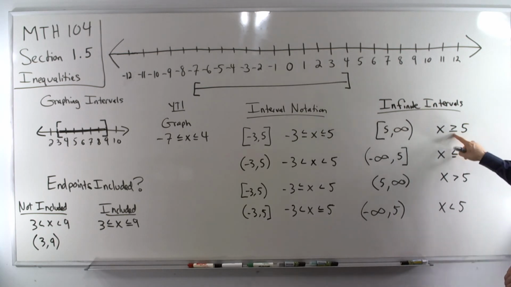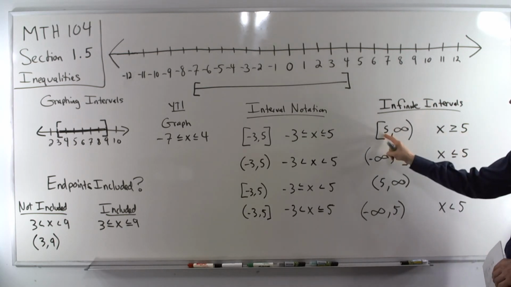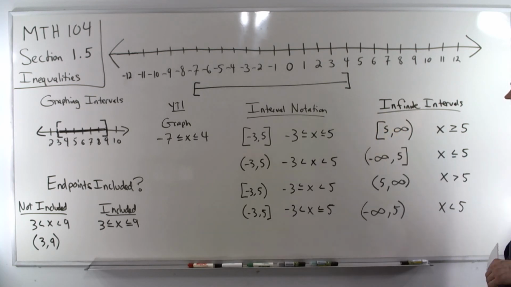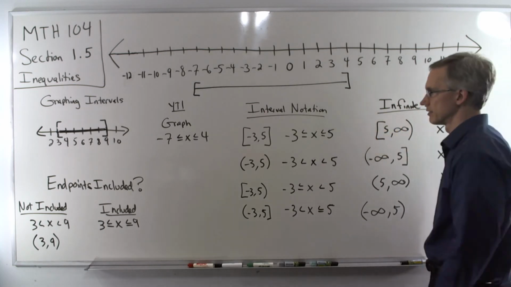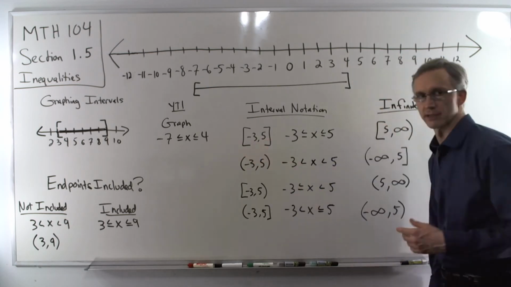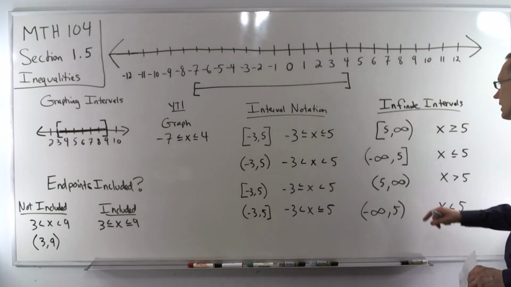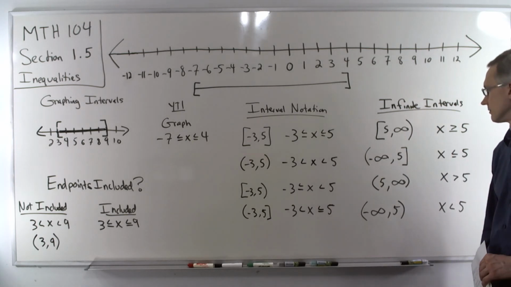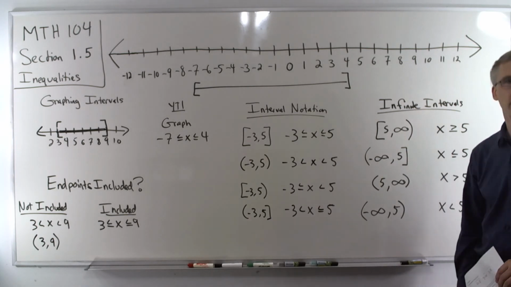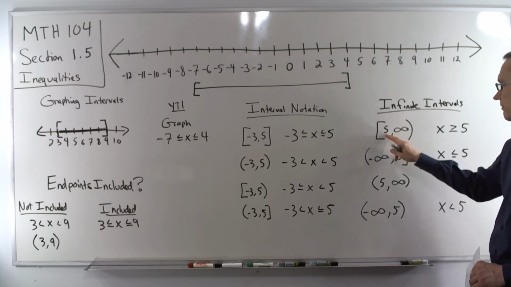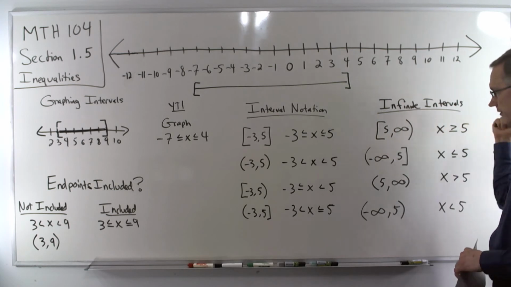So we've got greater than or equal to 5, so we're going to have 5 be on the left-hand side with a bracket. Now notice that in all of these, the larger number is always to the right. That's always how interval notation is used. The larger number has to be to the right. Now infinity represents the largest number you can possibly imagine, so that's going to be on the right. So we go from 5 to infinity. That's every number greater than 5.